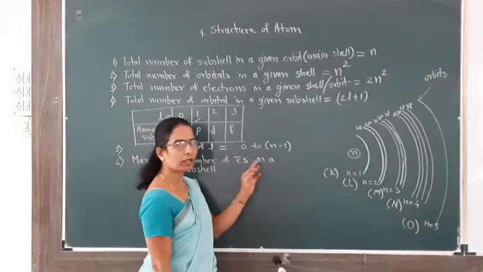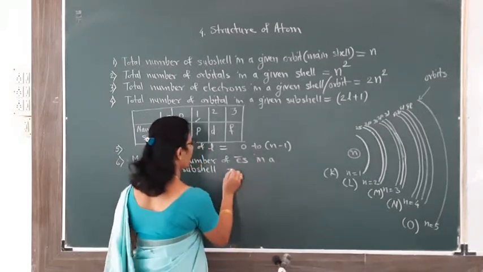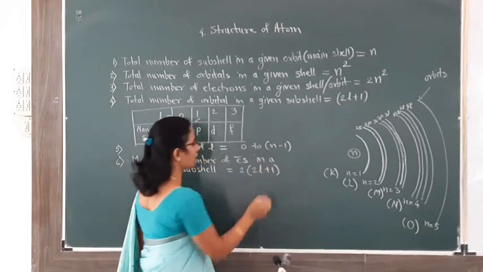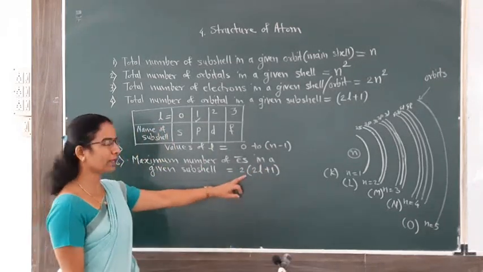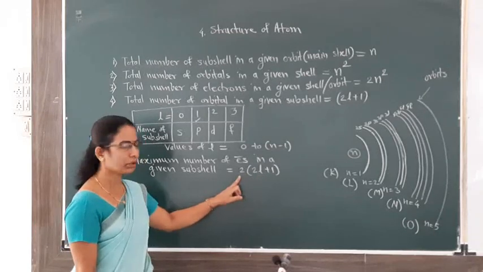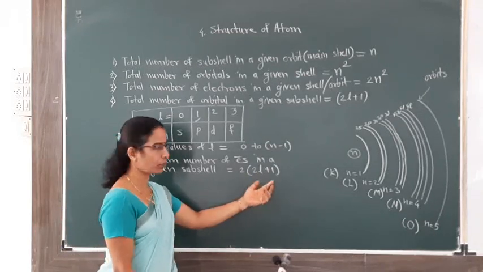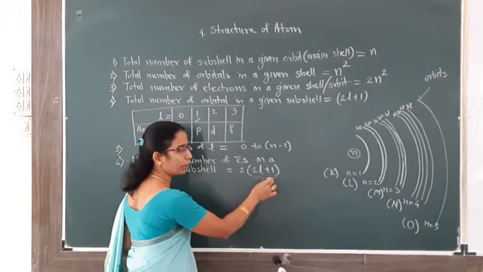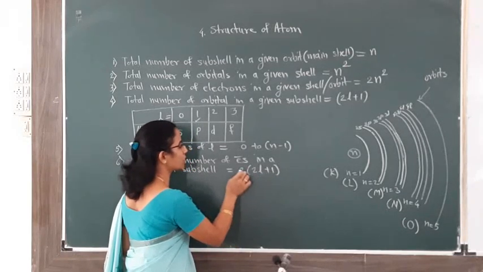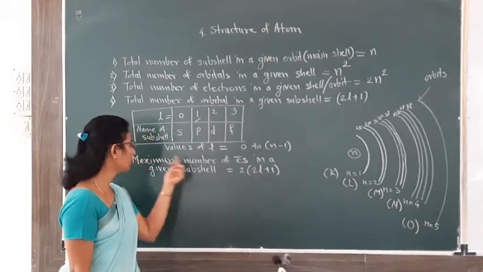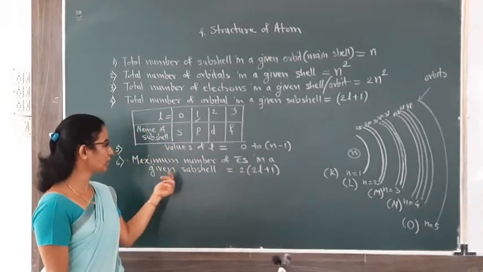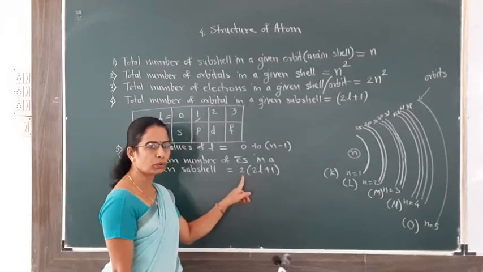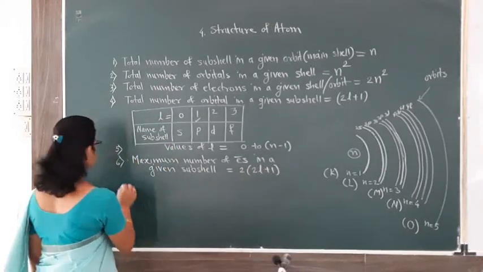Every orbital possesses 2 electrons, and therefore the number of electrons present in a given subshell is given by the formula 2 into 2L plus 1. Here this formula indicates the number of orbitals, and each orbital possesses 2 electrons, and therefore the total number of electrons present in a given subshell is equal to 2 into (2L plus 1).